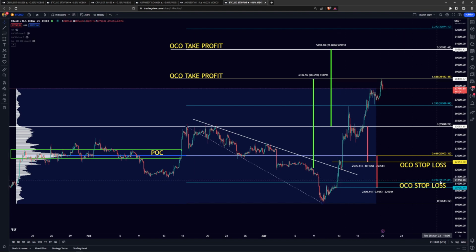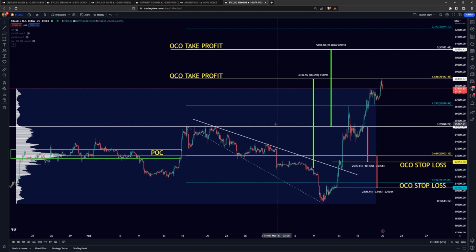Essentially here, the 272 and the 618, these are the same levels that I use for my extensions because I find they're the strongest levels for fibs that are respected the most. Again, this is personal preference. You might find something that works better, but for me, these are the levels that I pay attention to the most. So again, here, my OCO stop loss.